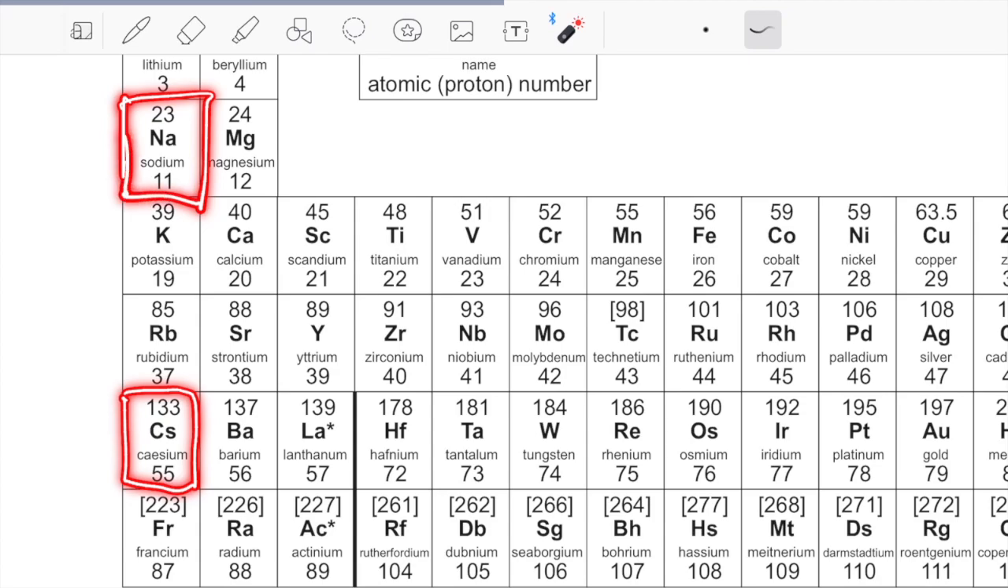So they are both in group 1. If they're both in the same group, that means they have similar chemical properties. So they've both got 1 electron on the outer shell. They're both going to lose that 1 electron when they react with a non-metal. They're both going to form ionic compounds, and so on and so on. So what is it about it that makes the reactivity?